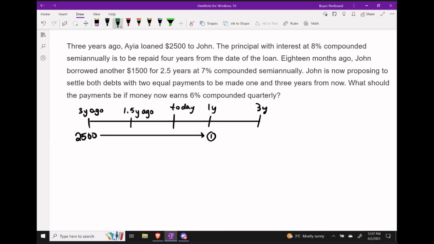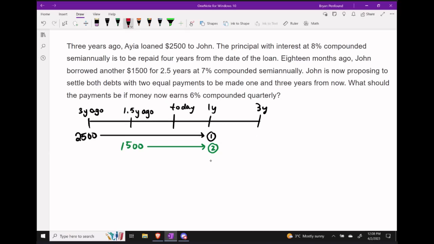However, John wasn't done there, was he? He decided he needed a little bit more money 18 months ago. That's at the 1.5 year mark. So he went back and he grabbed $1,500. This particular loan was negotiated for 2.5 years at a 7% semi-annual rate. Luckily, 2.5 years from the beginning of that loan does land us at the 1 year mark. So we are going to have to calculate the future value of this money at the 1 year mark at that 7% compounded rate. And then finally, we have the renegotiation that's happening.